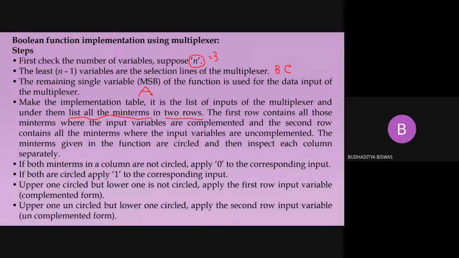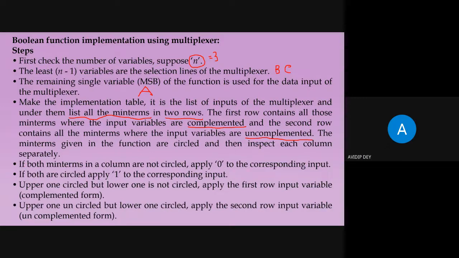The first row contains all those minterms where the input variable is complemented. Means in the first row A is complemented, so we list all the minterms where A is complemented, and the second row contains all the minterms where the input variable is uncomplemented, where A equals 1. The minterms given in the function are circled, and then inspect each column separately. Understand the meaning of every word.